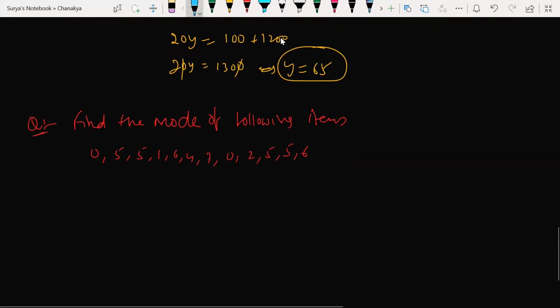05516430255, 6. What is the mode of this? How do you find out? First, what do you have to do? Ascending order. Ascending order. How will we find the mode?